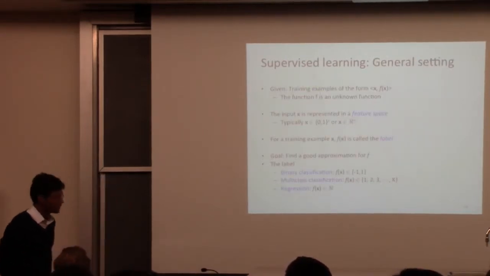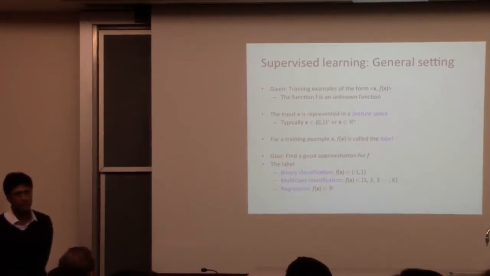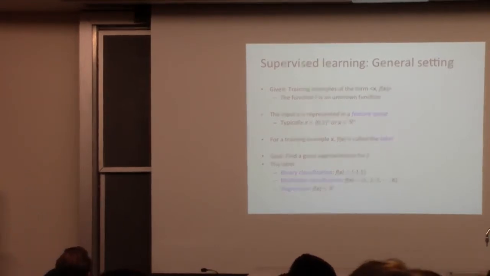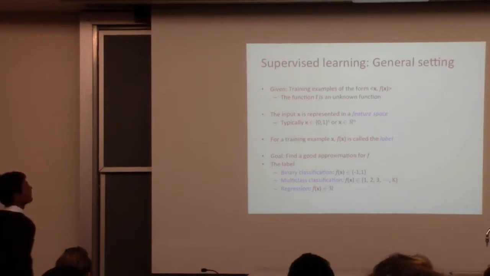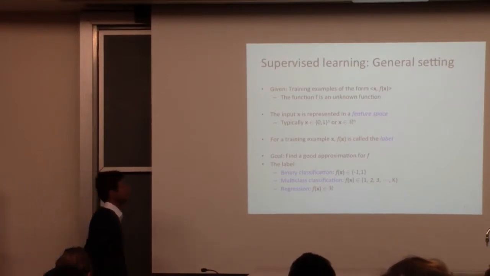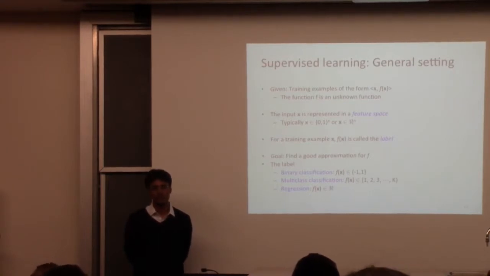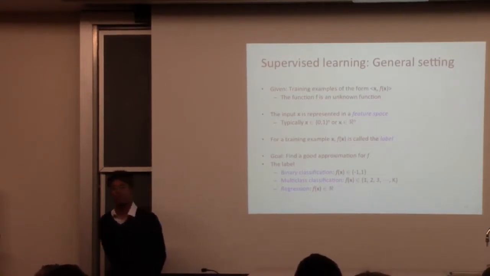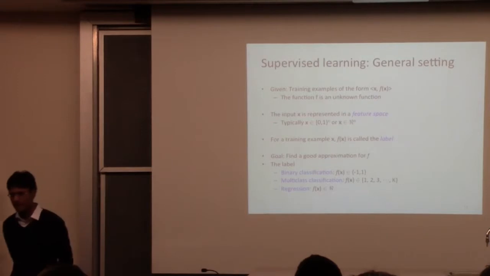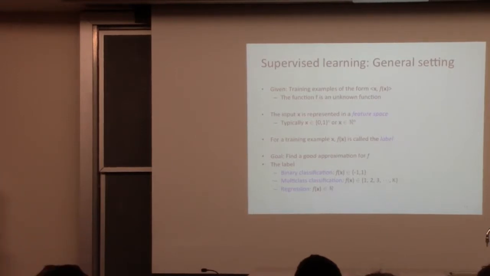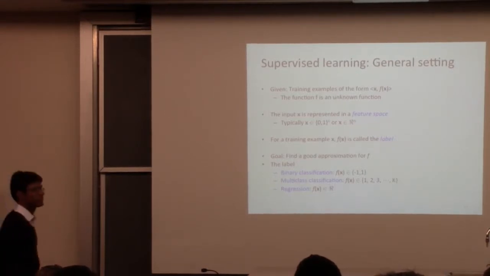So let me just summarize and present the same material in a slightly different way. The general setting for supervised learning is there is an unknown function f, and you're given access to a training set where you see f being applied to instances, to inputs, examples, equivalent names.